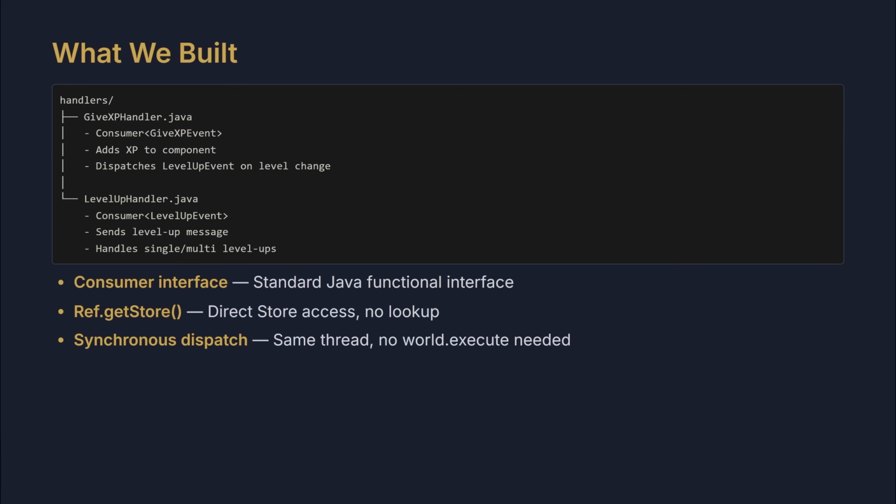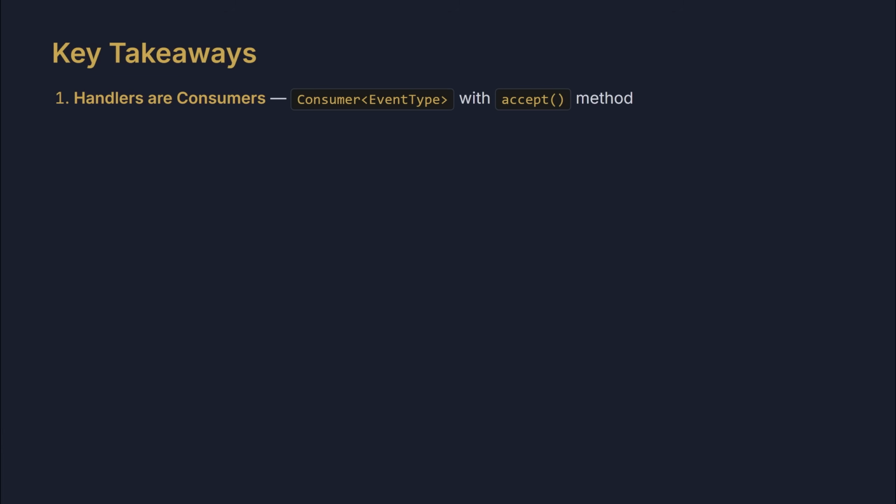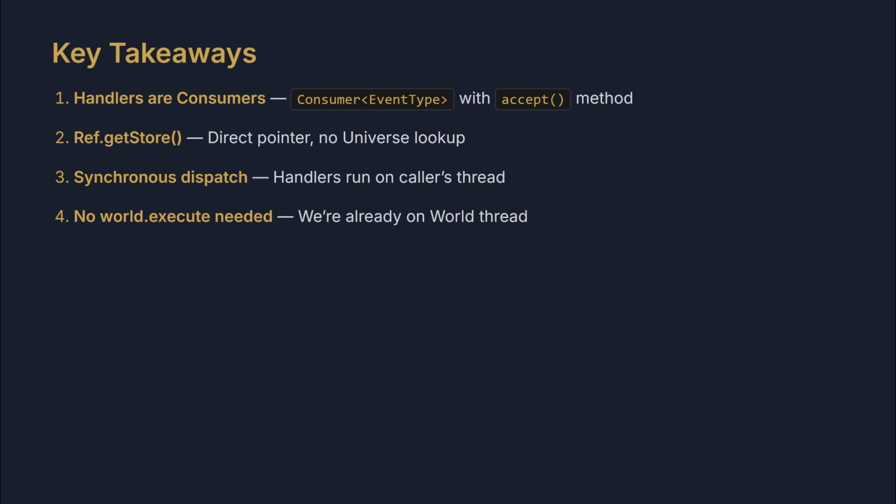We use a synchronous dispatch, so we are on the same thread, and we use event chaining, so giveXP triggers level up in the same tick. Handlers are basically consumers, so we have consumers with an accept method. We use the direct pointer, we use synchronous, and why do I have repetitive stuff on here?